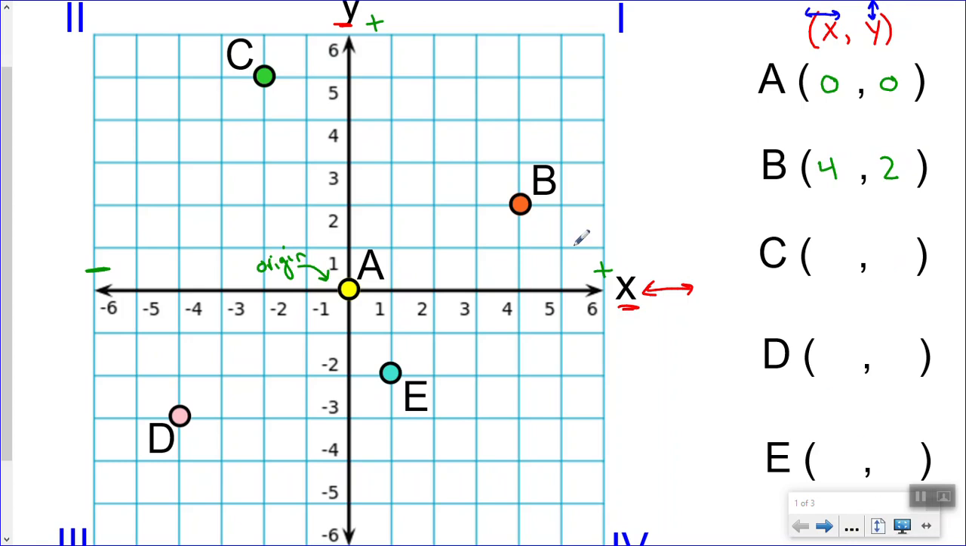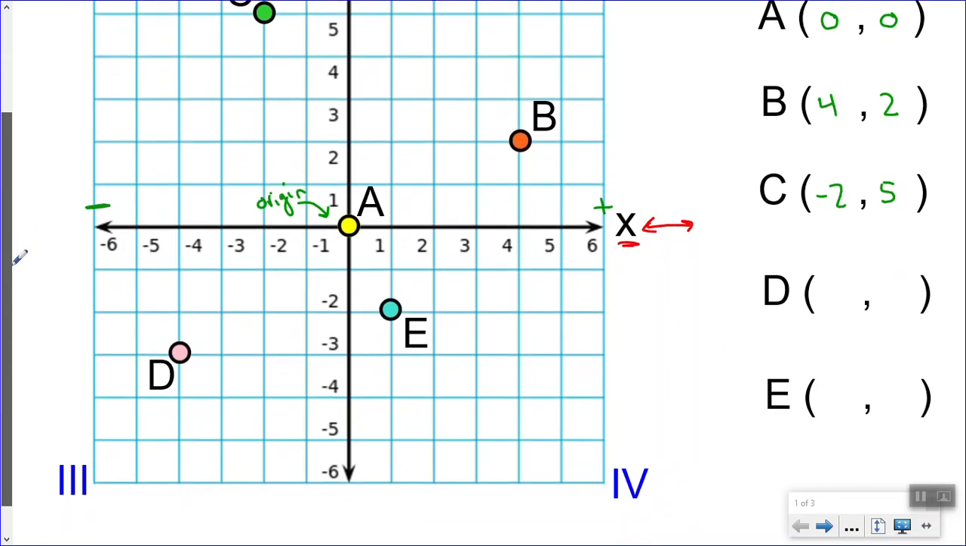Let's try another point. In order to get to C from the origin, I first need to move 2 units to the left. Because I'm moving to the left, this is going to be a negative 2 coordinate. Once I move 2 units to the left, I count 1, 2, 3, 4, 5 units up, and since I'm moving up, that's positive, so it's going to be positive 5.